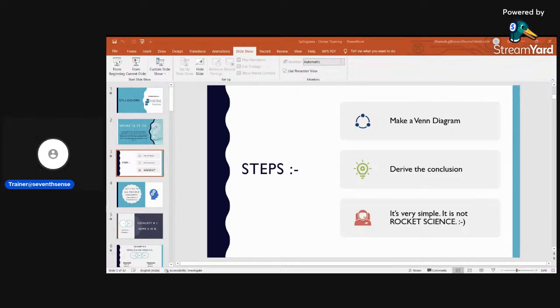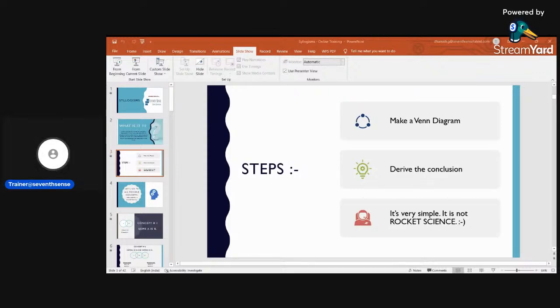So the 11th concept: some A is B and no B is C. So B is not connected with C. These are the conclusions we can make.